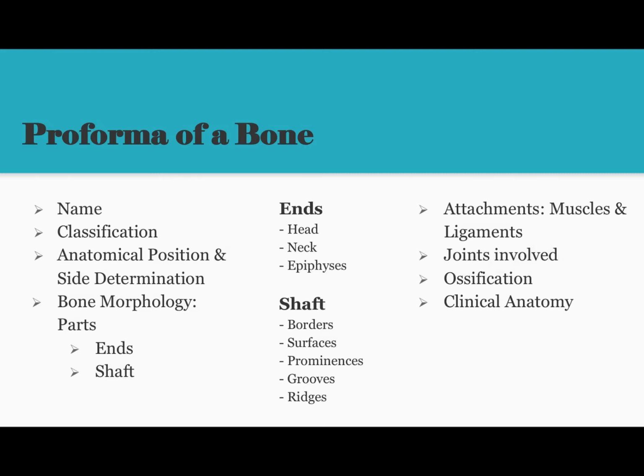Then we speak about the attachments. Now, in an undergraduate syllabus, we do not really worry about the attachment of each and every ligament. So muscle attachments are definitely important. It's not necessary to use the word origin or insertion. The word attachment is enough. And in ligaments, there are a few ligaments that you really have to know, and the others you can get away with. Then we speak about the joints involved on either side of the bone.